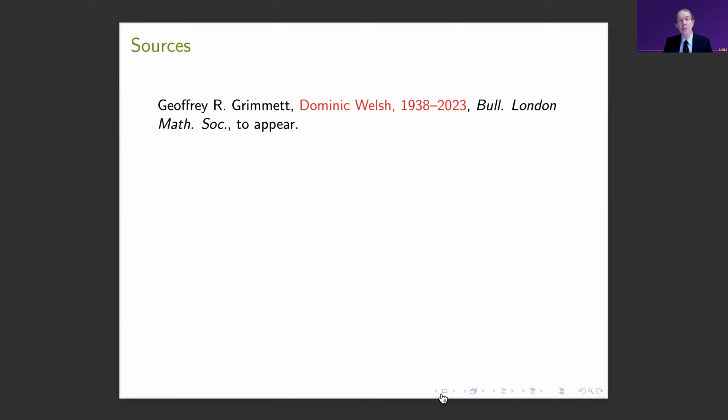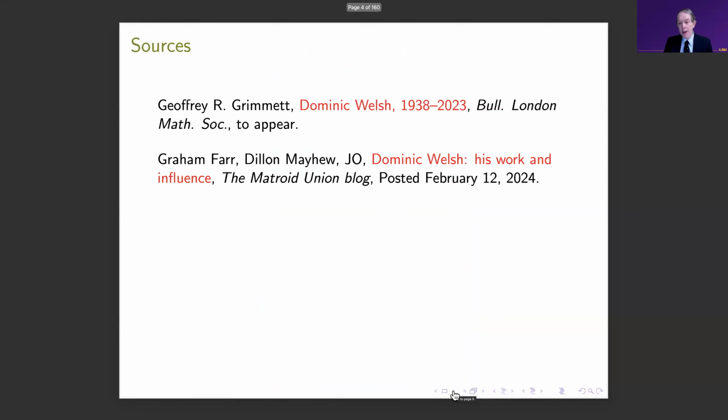The sources that I used for this talk: there's a wonderful obituary written by one of Dominic's students, Geoffrey Grimmett, to appear in the Bulletin of the London Maths Society soon. Graham Farr did a very thorough historical treatment of Dominic's legacy, and in particular his work with students. Dylan Mayhew and I contributed to this a little bit, but most of the work there was done by Graham.